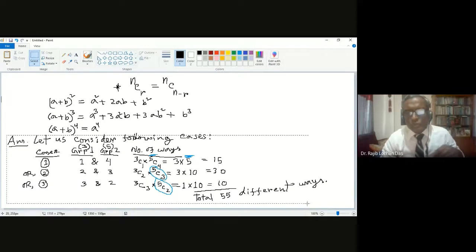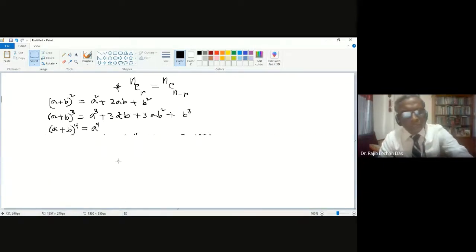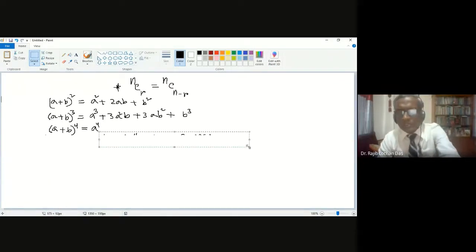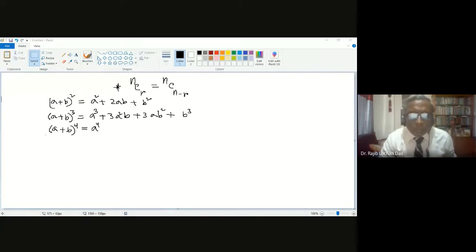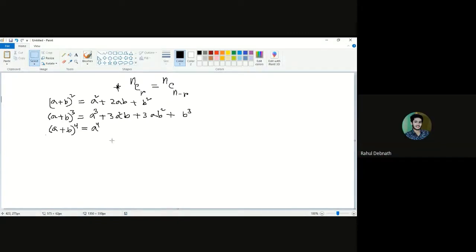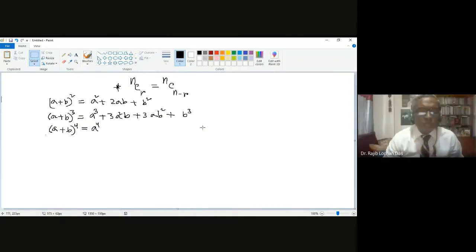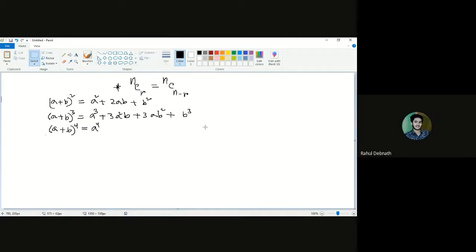If you do not know, no problem. You can now understand the pattern very easily. Like in this (a+b) to the power 4 case, you will start with a to the power 4, right? And how many terms will come? Five terms.